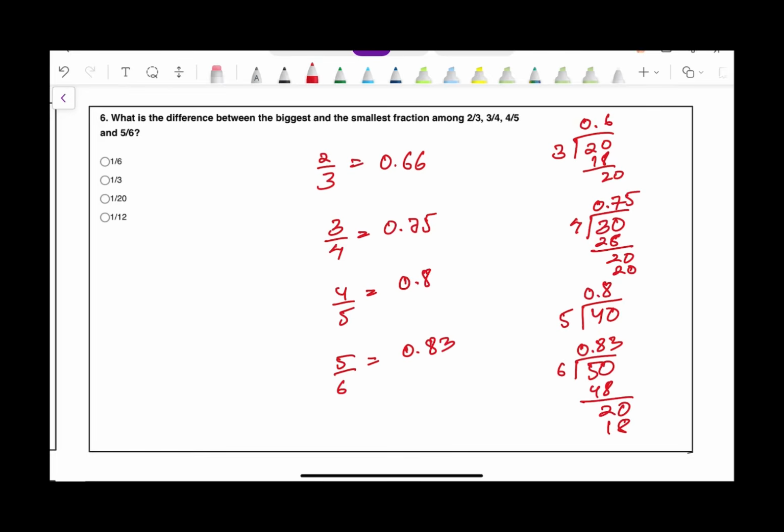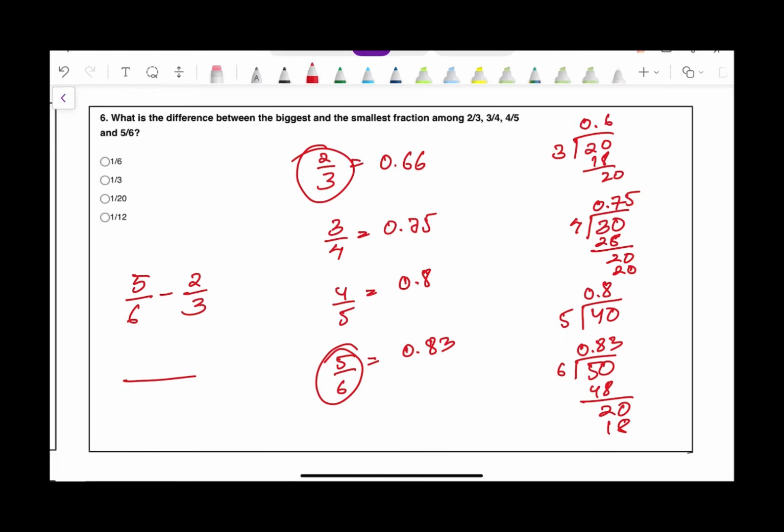Now if you look around, what's the difference between the biggest and the smallest fraction? Which one is the biggest? This one is the biggest, and which one is the smallest? If you look around, this is the smallest. So we need to find the subtraction of these two.